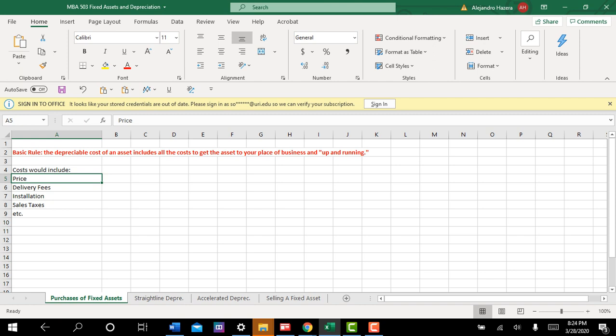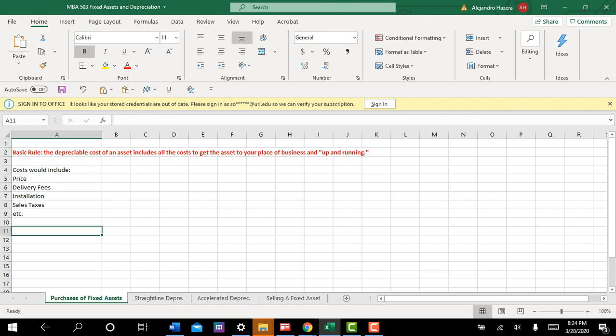Any charge to get the asset to your place of business and up and running is included in the cost of an asset. This is very important because the cost of an asset is what you depreciate, and the higher the cost of the asset, the more depreciation you're going to record over its useful life. Okay, so let's just go over an example of this.